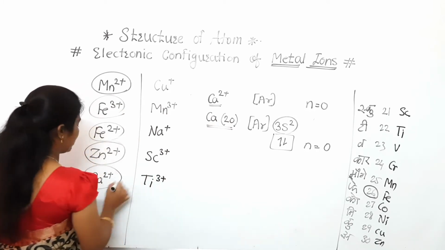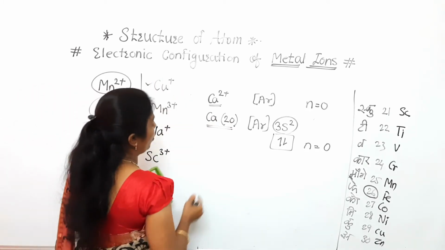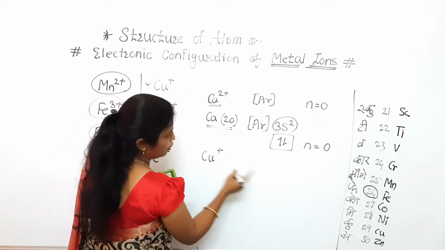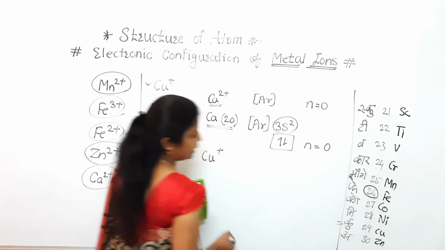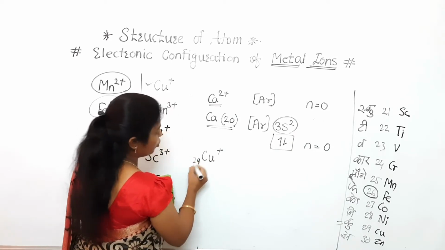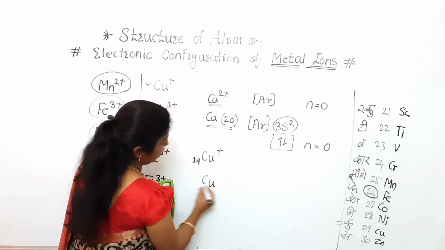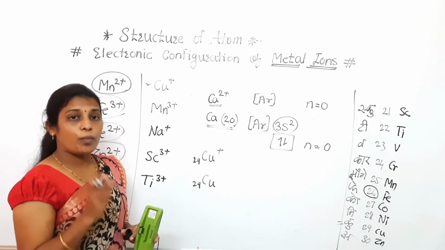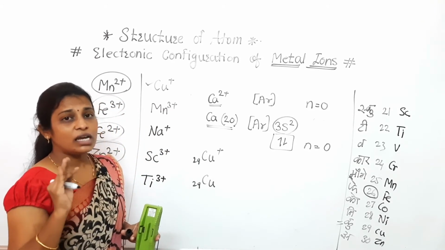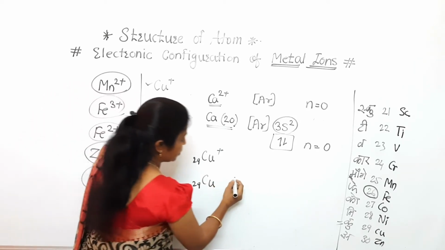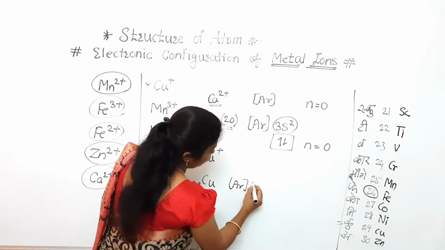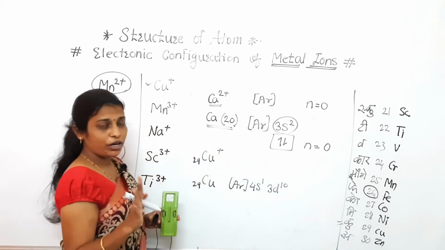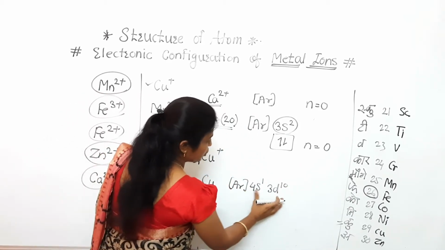So here we have completed the fifth example. Next one is copper plus. For that one, the atomic number is 29. Before going towards that ion, we are going to write down the electronic configuration of neutral copper, because copper and chromium both come under the exceptional case. So here it is argon 4s1 3d10. Are you getting my point? Now see, its electronic configuration is like that.